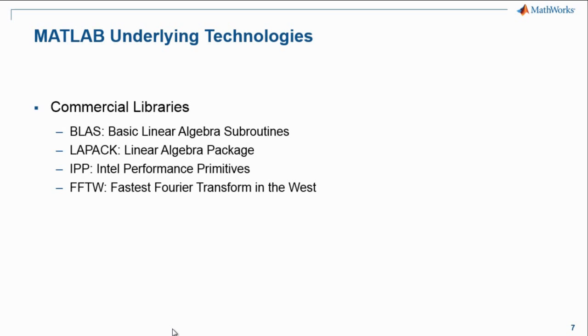Also under the hood, MATLAB uses a bunch of commercially available libraries that are highly optimized and multi-threaded. These are a few of them. So if you're doing things like linear algebra, we're already using highly optimized libraries for it. And this is one of the reasons that you can see some speed up with vectorized techniques, because we can piggyback on these libraries.